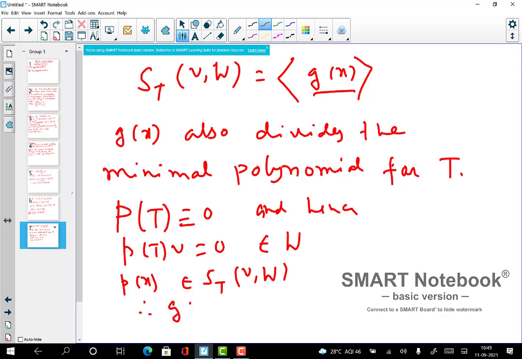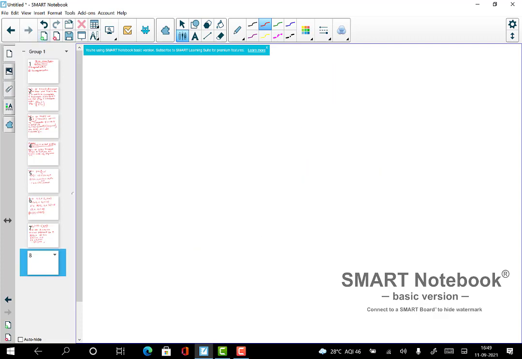So this means g(x) divides p(x). What does that mean? You can say that g(x) is the least degree monic polynomial such that g(T)v is an element of W, and whatever other polynomial you choose in the conductor of v into W will be a multiple of g(x). This is an important observation. Now with this observation we'll try to prove nice theorems.